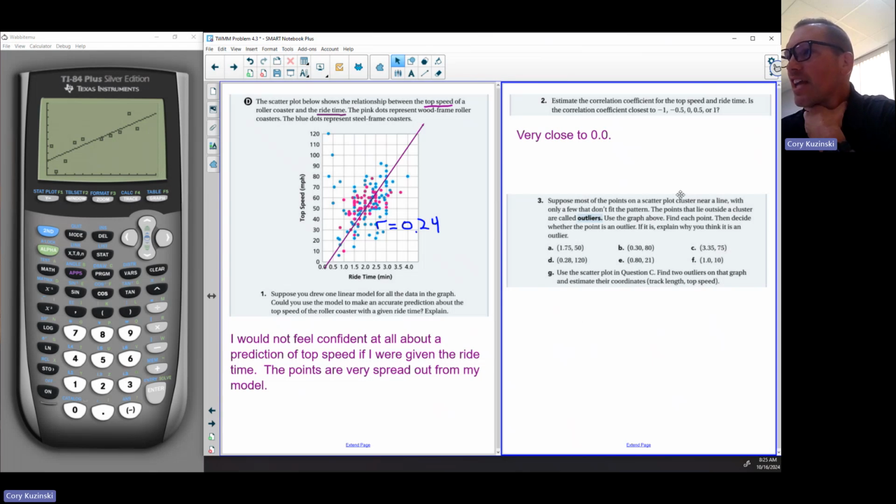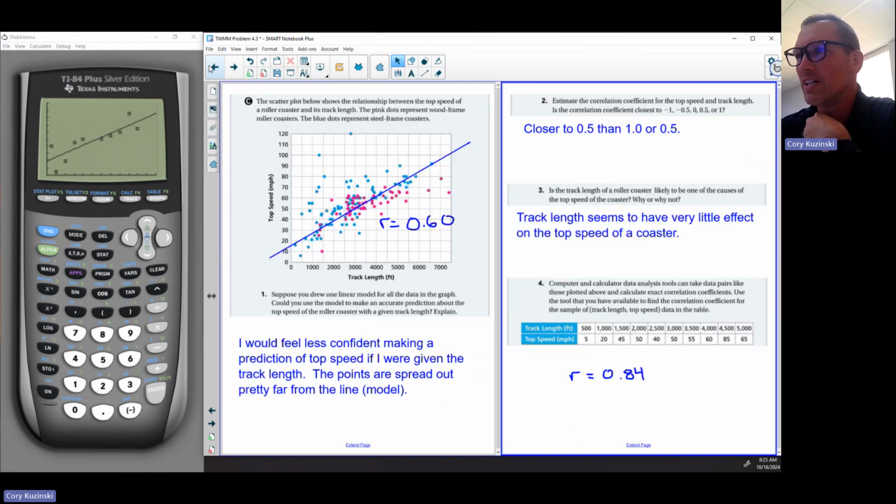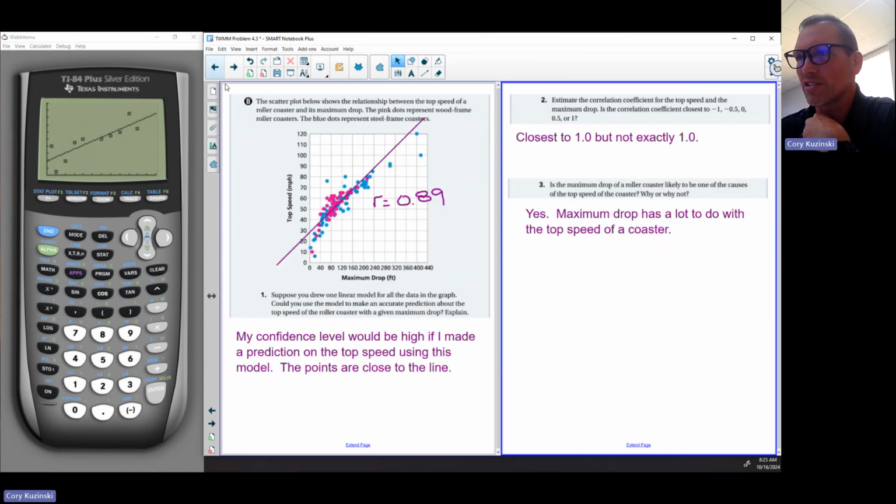Suppose most of the points in a scatter plot cluster near a line with only a few that don't fit the pattern. The points that lie outside a cluster are called outliers. Use the graph above, this one. Find each point, then decide whether the point is an outlier. I don't think this is a good one to talk about outliers because there's not much of a correlation either. How about we go back to a different one? Let's go back to the one that had the strongest correlation.